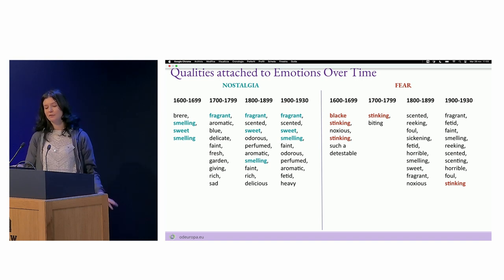It's an example of qualities which you have seen on previous slides, which are related to emotions. And on the left side, you can see qualities which are attached to nostalgia. And on the right side, you can see qualities which are attached to fear. And as you can see, they are quite different. And also, they differ over the years. So nostalgia is presented more with sweet, and fear is with stinking. Nostalgia is presented more with positive, and fear with negative.